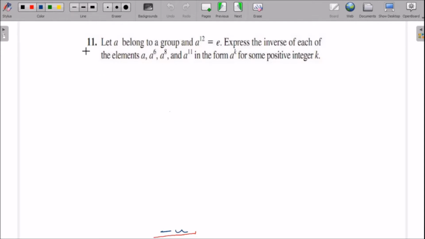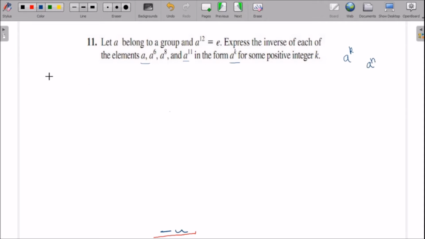Question number 11 is: let a belong to a group and a to the power 12 is identity. Then we need to express the inverse of each element a to the power 6, a to the power 8 and a to the power 11 in the form of a to the power k. Because we need to express them in terms of a to the power k for some positive k, it means that the group is multiplicative, because usually in a multiplicative group we write the powers a to the power n.